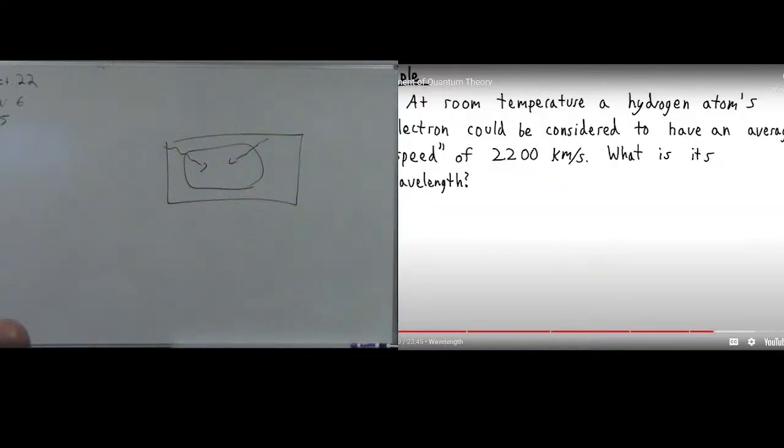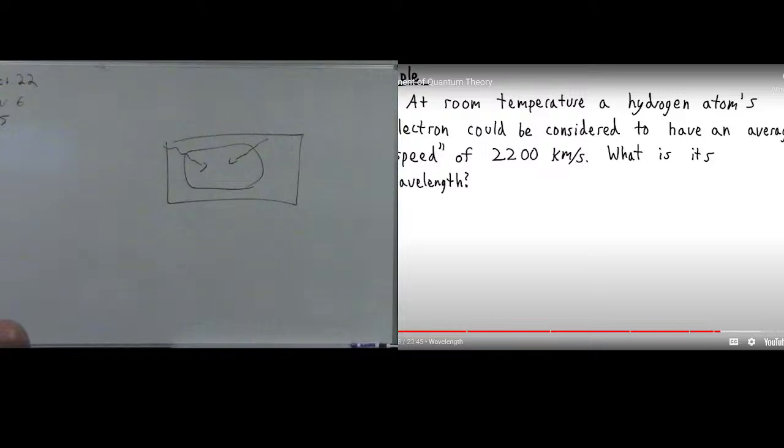All right, let's go ahead and figure out the de Broglie wavelength of a piece of matter. In this case, we'll stick with an electron. We'll consider the electron which is bound to the proton in a hydrogen atom at room temperature. And this can be considered to have an average speed of 2,200 kilometers per second.